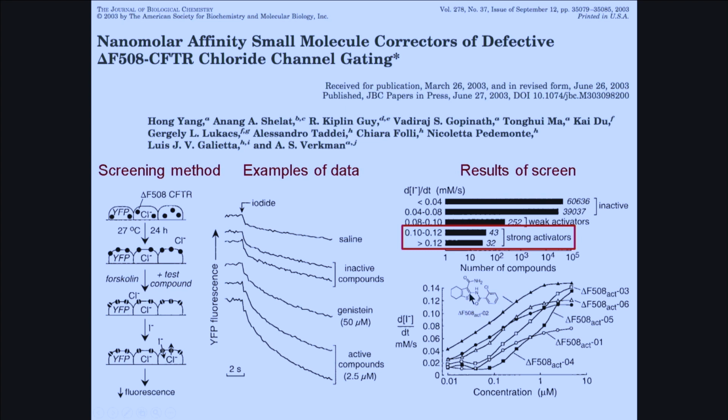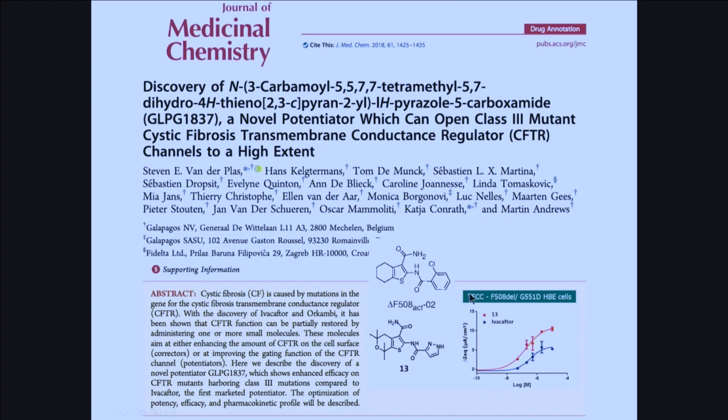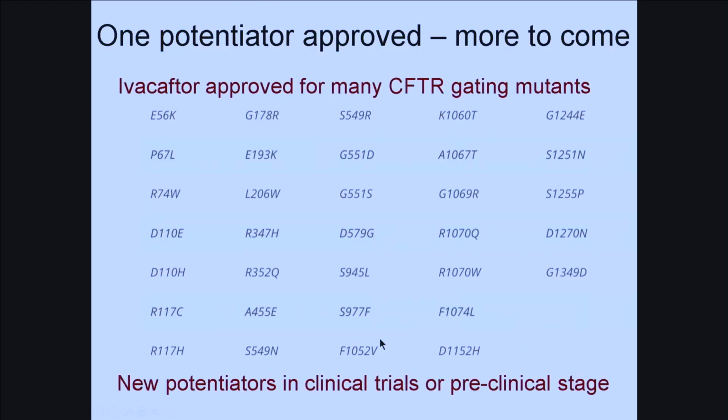And then flashing forward 15 years, it turns out Galapagos's main lead compound in clinical development as a potentiator is this compound number 13, which is nearly identical to the very first compound we identified with small chemical modifications on the side rings. So right now, one potentiator, as you know, is approved, ivacaftor, and now it's approved for many different CFTR gating mutants, some of these very rare. And with Galapagos and other companies, we expect more potentiators to come on board in the coming years.